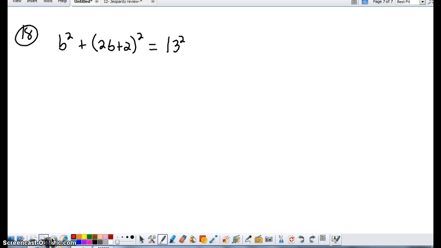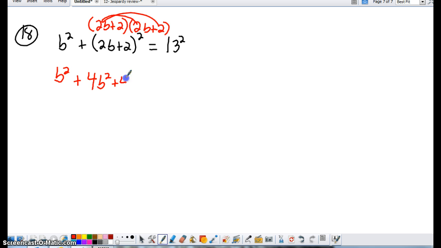Number 18, we have b squared plus 2b plus 2 all squared equals 13 squared. So again, this one's definitely more difficult because it gives you a binomial that we're going to have to square. We're going to do that by foiling here. So I have my b squared, plus the 2b plus 2 all squared equals 13 squared. b squared I pretty much just bring down. Plus now I have to foil this. This is really 2b plus 2 times 2b plus 2. So you foil that, 2b times 2b and 2b times 2. That gives me a plus 4b squared plus 4.